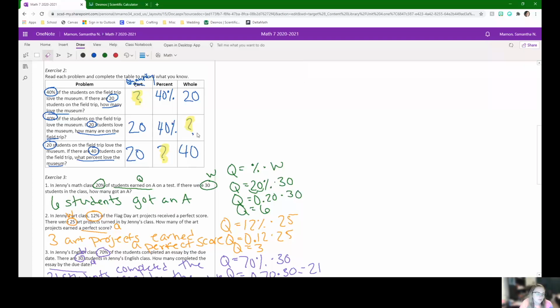So if I want to find the whole, this is the quantity equals percent times whole. So I'm going to do this one. So we have quantity equals percent times our whole. I know my quantity is 20. I know we have 40%. And I know that our whole is just going to be W. Let's rewrite this so that percent is a decimal.